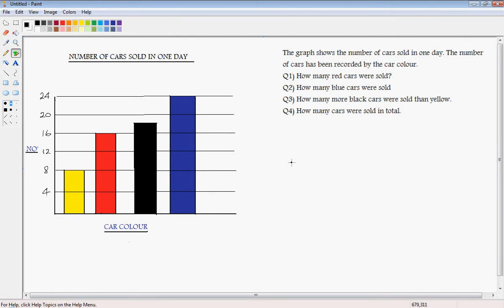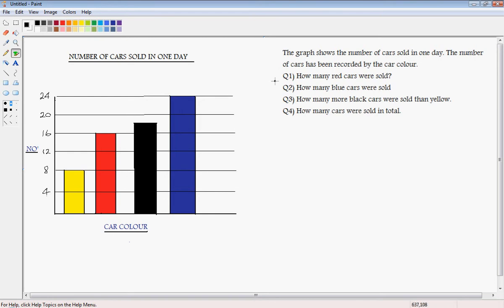Okay, so reading the graph and interpreting the information that we have. So here we have what's known as a bar chart, because we have bars here. The graph shows the number of cars sold in one day. The number of cars has been recorded by the car color. Okay, so this would be the number of yellow cars, red cars, black and blue.